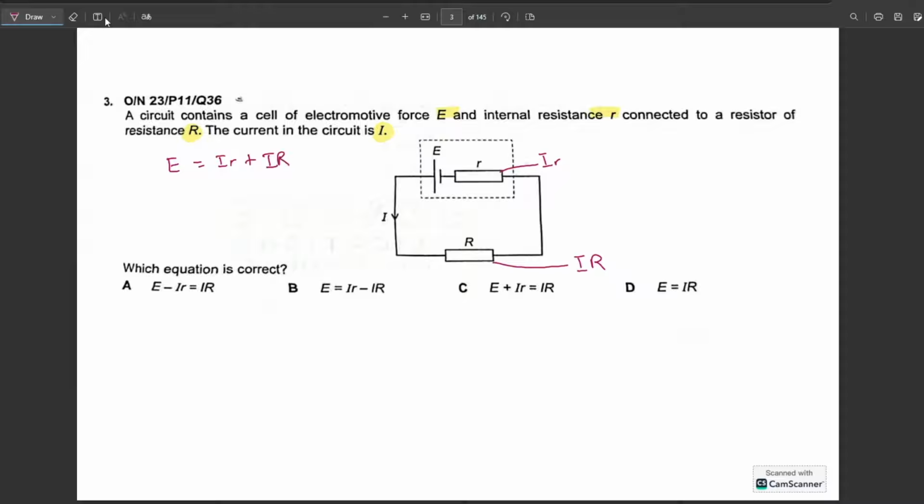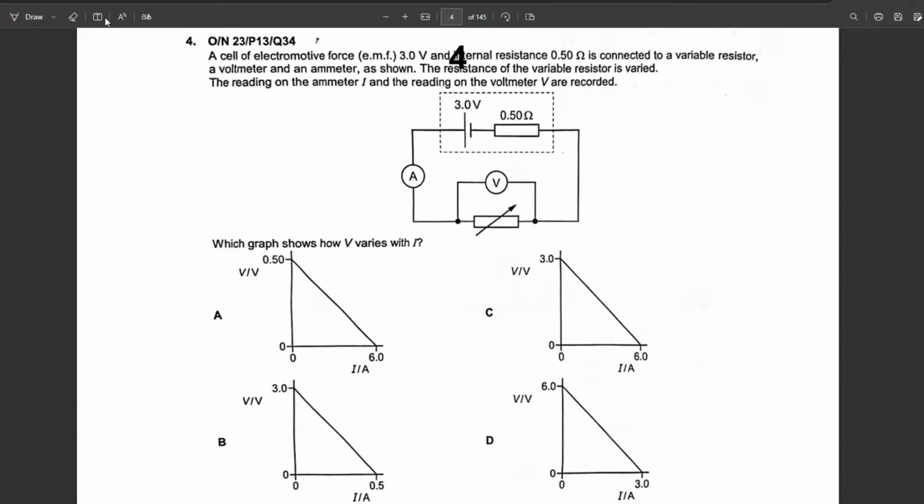Is there any option like that? There is no direct option like that, but if you see option A, this negative Ir, if we take this to the right hand side, this will become E equals I capital R plus I small r. A is your answer. Let's further move ahead.